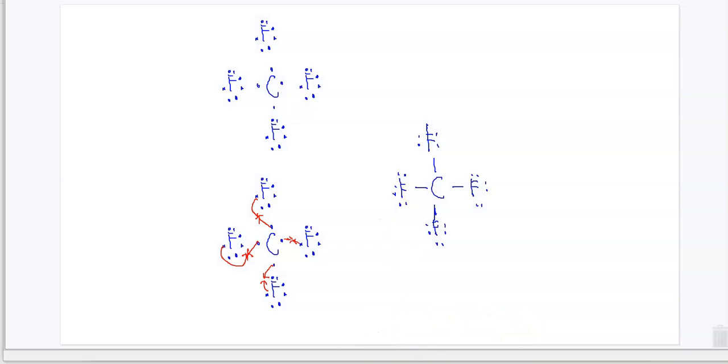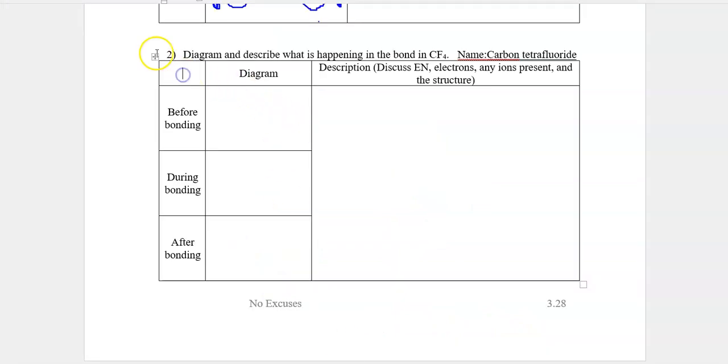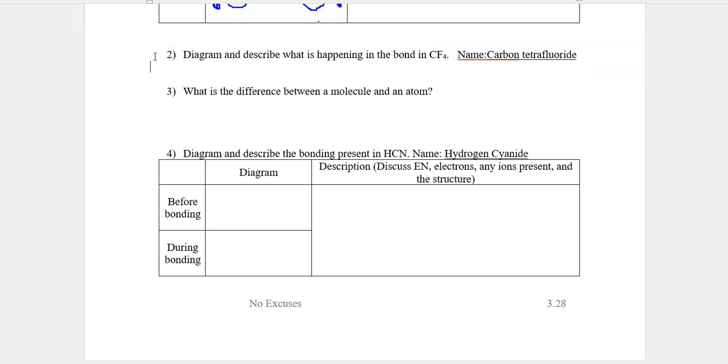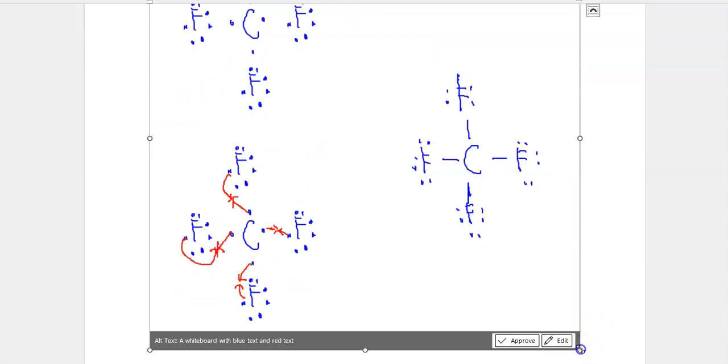Alright, so I'm just going to copy paste this into the notes. I'm going to delete this table so that my picture fits more easily.